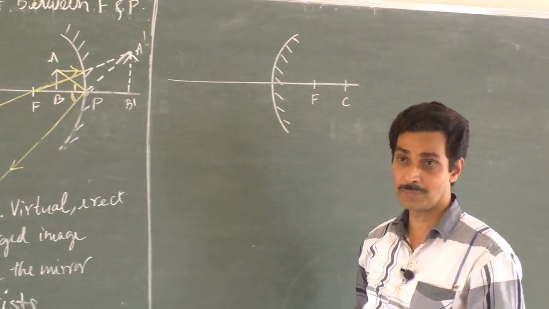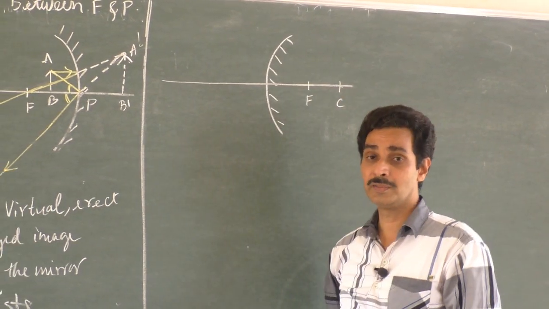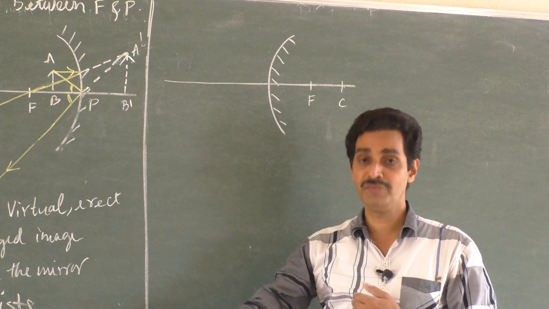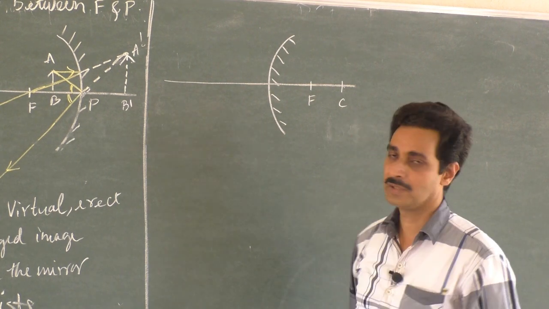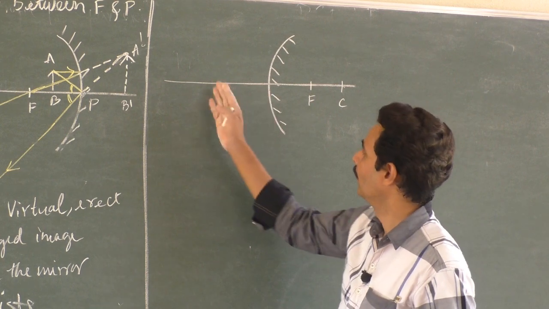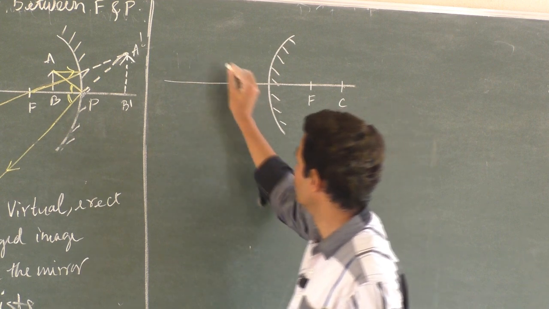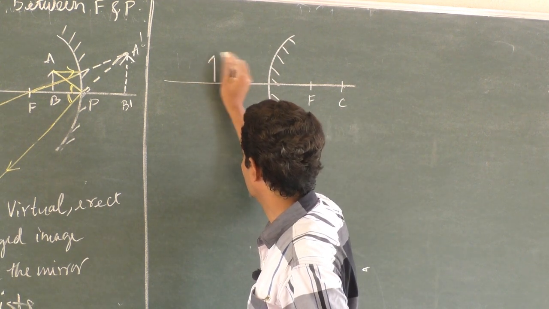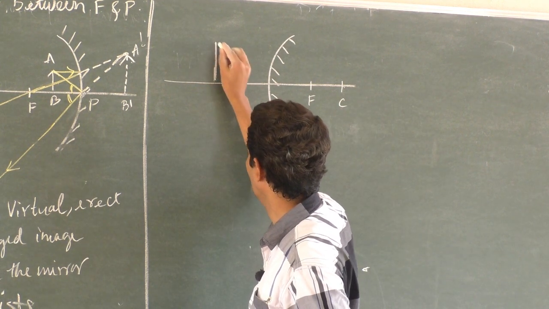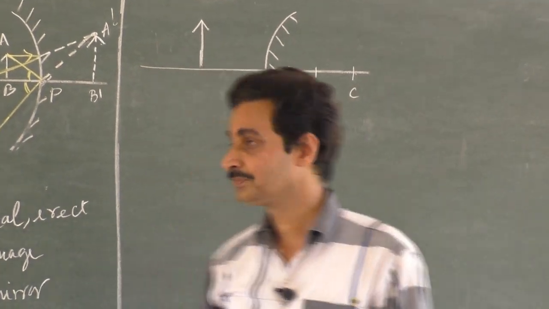So there is no question of placing the object here, here, here, because you don't go behind the mirror and decorate yourself. You should stand in front of the mirror. So in front of the mirror, you have to keep an object. Sir, where will we place it? Any position, because there is no particular position, there is no name for a particular position. Keep an object here. Let us take a little enlarged object, because I know that I will get a diminished image.